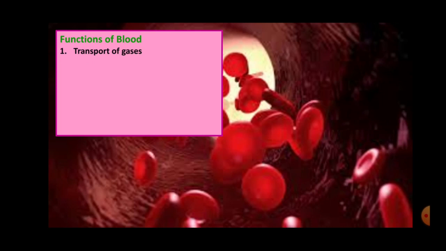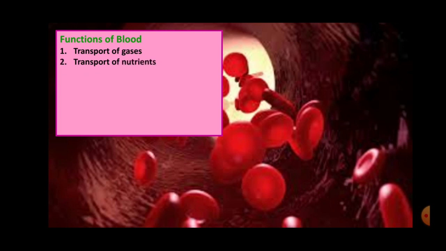The very first one is transport of gases. As I told you, there is an iron compound hemoglobin in the red blood cells of the blood, and this hemoglobin carries the oxygen to the lungs and carbon dioxide from the different parts of the body to the lungs, so that the carbon dioxide can be eliminated outside the body. So this is the first function of the blood.